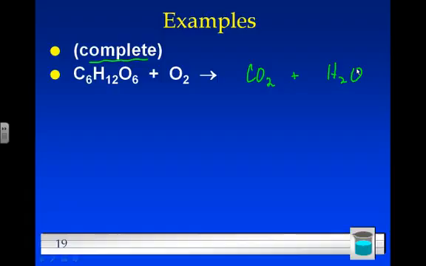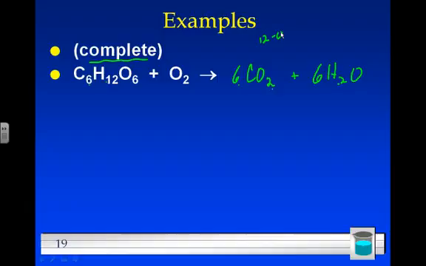I would just start with the carbon. So we have 6 carbons on the left here. I'm going to try 6 on the right. I don't know if it's going to work, but I can always erase. 12 hydrogens on the left. So to get 12 hydrogens on the right, I need to multiply the water by what? 6. Now we can look at our oxygens. We have 6 here times 2. There's 12 oxygens right there.